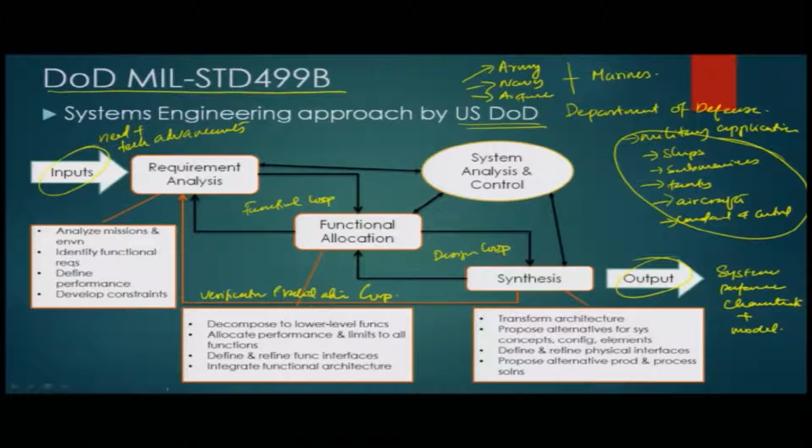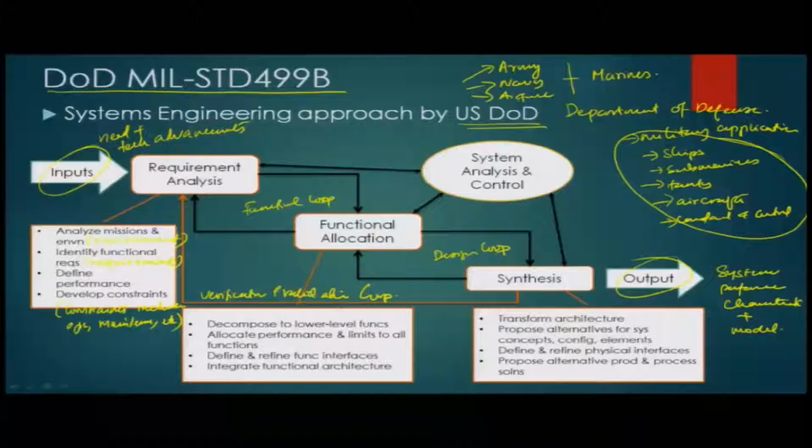So, the requirement analysis has basically what we call as analyze missions and environment. I kind of abbreviated it, I am sorry for that. And also you identify the functional requirements and define the performance and develop constraints. So, constraints include operational, maintenance, etc. So, what are the constraints, within which what will limit the performance of the system, is one aspect of it.